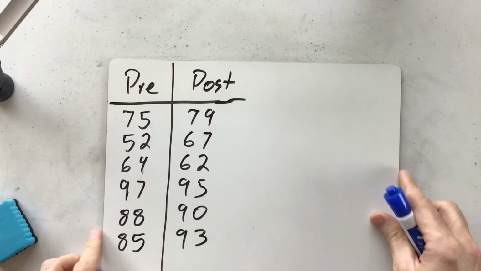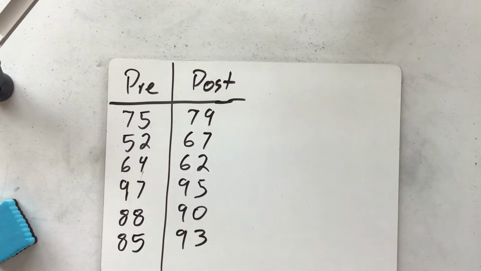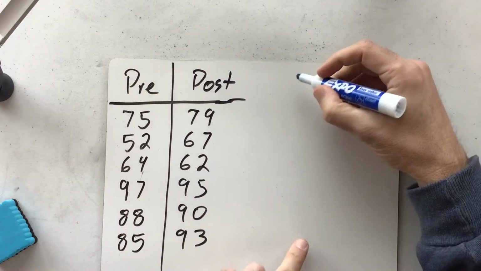So the example we're going to do today, I use my school examples because I have trouble thinking of things that aren't teaching. And so a teacher gave 6 probability students 2 exams. The teacher gave them a pre-test and a post-test. And what the teacher is hoping is that the students' grades improved.